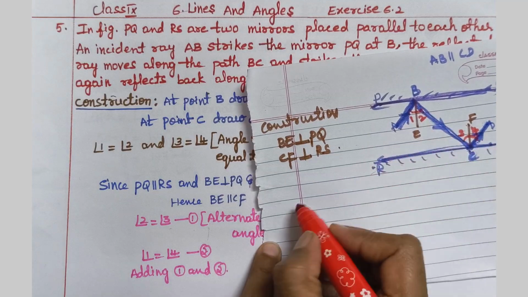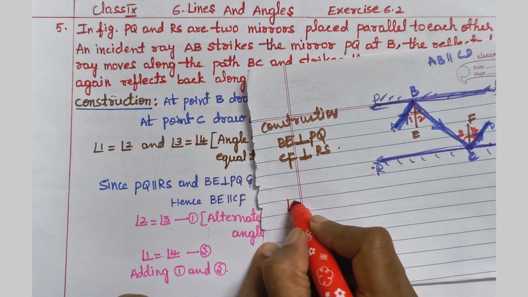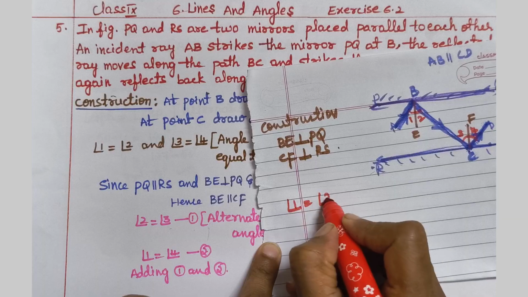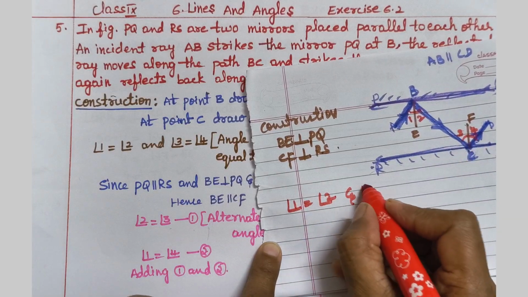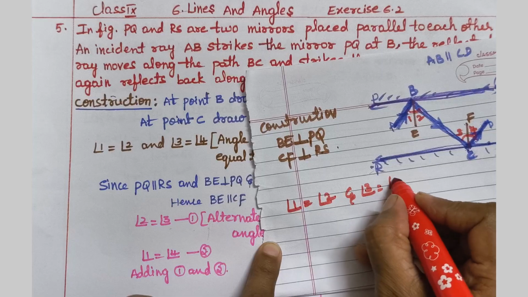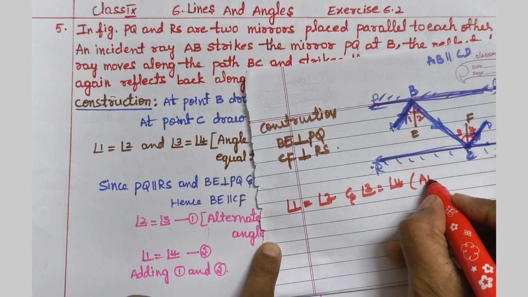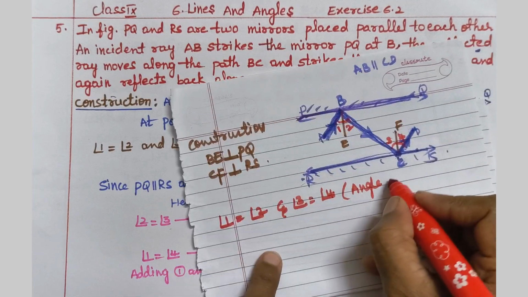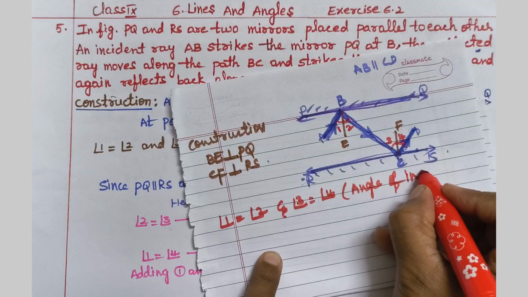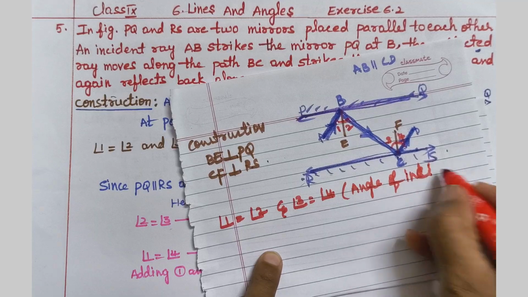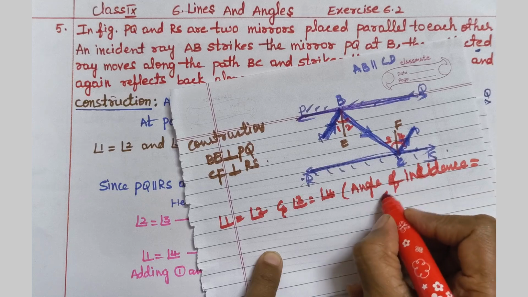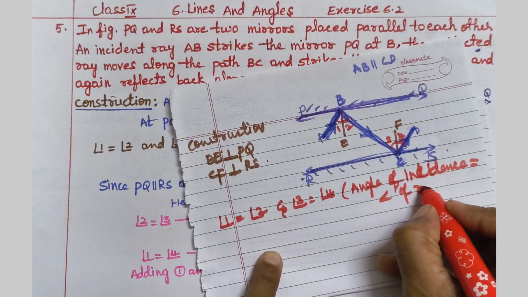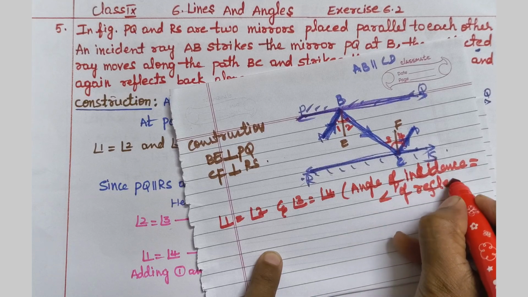Okay. Now, you can write here angle 1 equal to angle 2. And try to understand 3, 4, both are equal. Angle 3 equal to angle 4. What is the reason? Angle of incidence equal to angle of reflection. Okay, you can write it, reflection.